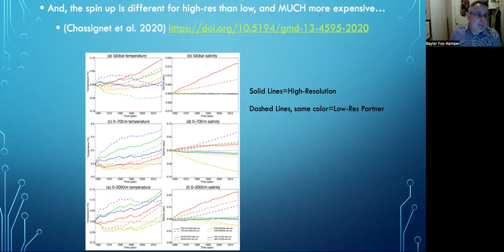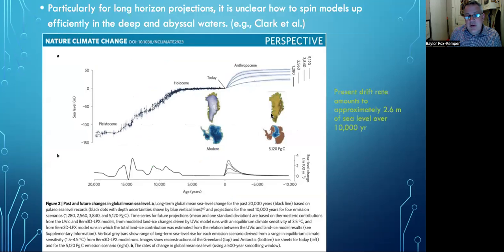When we think about very long timescale projections, like 10,000 year kind of simulations, like these from Clark et al., the kind of drift we're talking about amounts to pretty substantial amounts of sea level rise mismatch, 2.6 meters or so over 10,000 years.